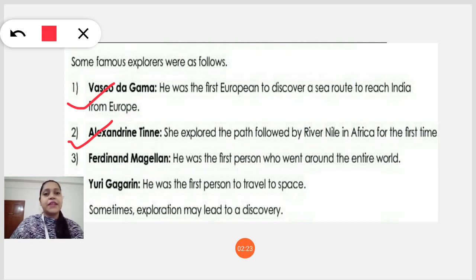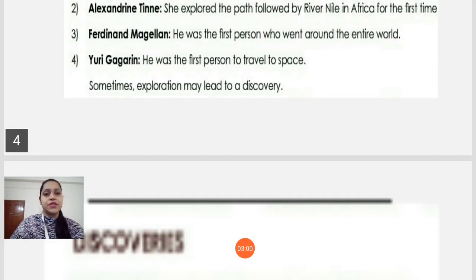Then we have Ferdinand Magellan. He was the first person who went around the entire world. And then we have Yuri Gagarin. I hope you all remember who Yuri Gagarin was. He was the first person to travel to space. So now you can see these all persons are always the first person, and that's why they are explorers. They have explored many places. So they are known as explorers, and these are very famous explorers.